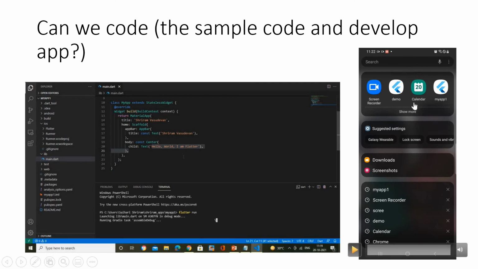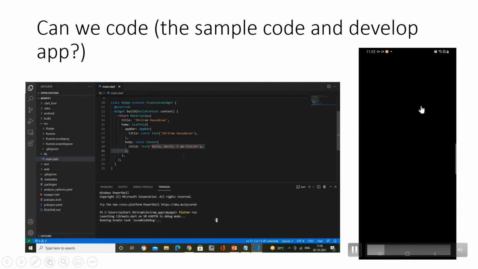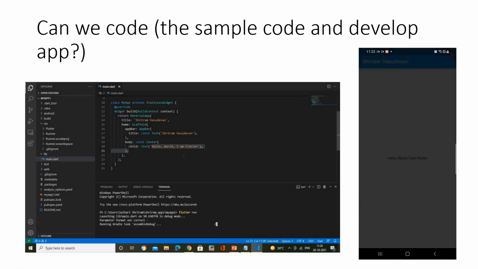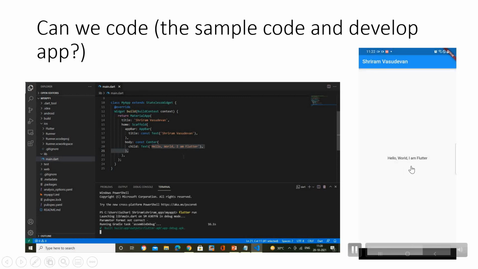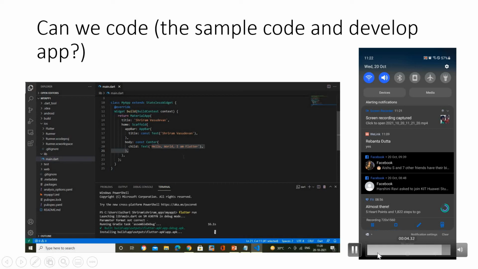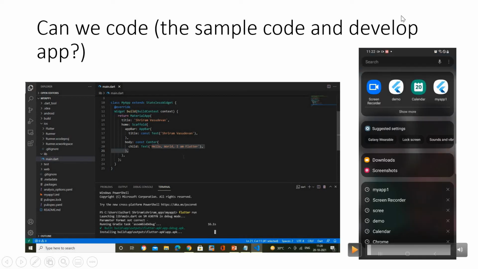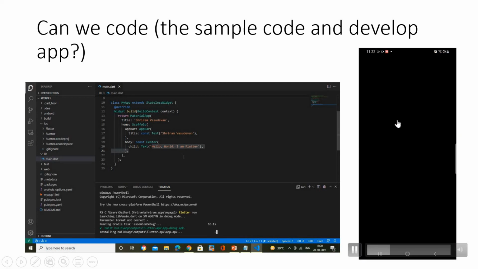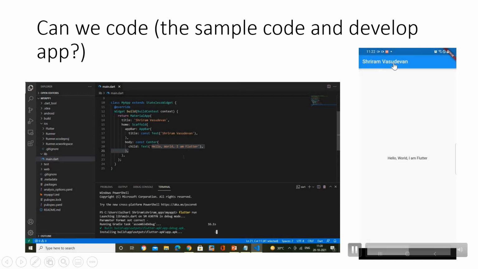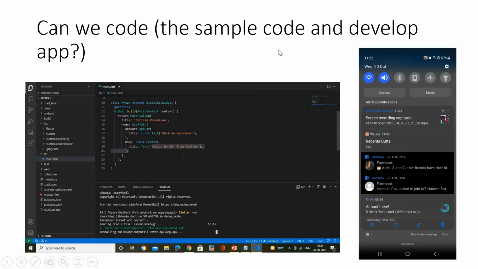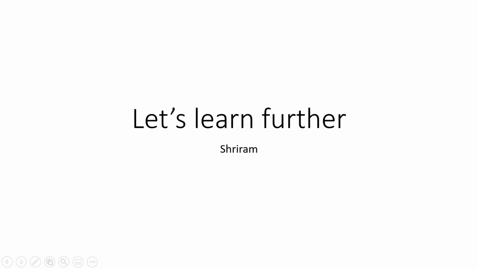I'm going to show that right now on the right hand side. You can see that the name of the app, as I have already told you, is my app 1. The moment I launched it, hello world, I'm Flutter has come, and I can again show you this. See the content, Shriram Vasudevan is the title that you will get the moment you launch it, and the content is hello world, I'm Flutter. That's all. It's very simple, isn't it? You have done it. Be very happy about it.